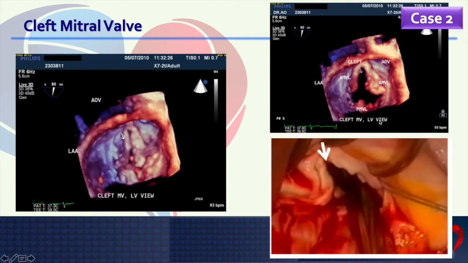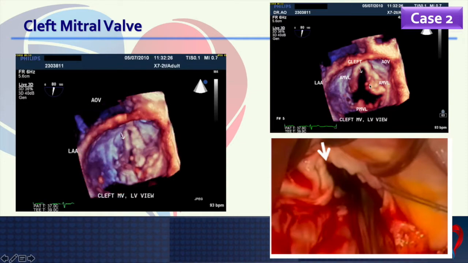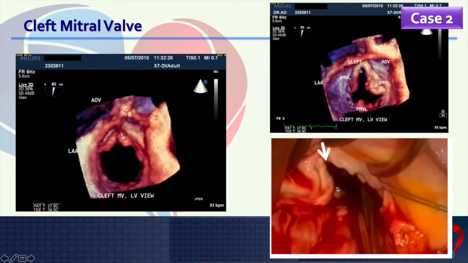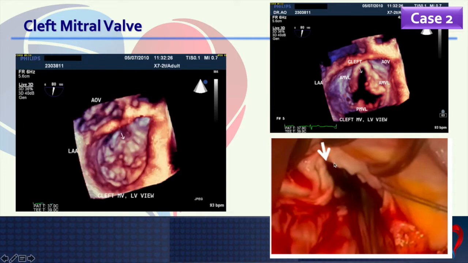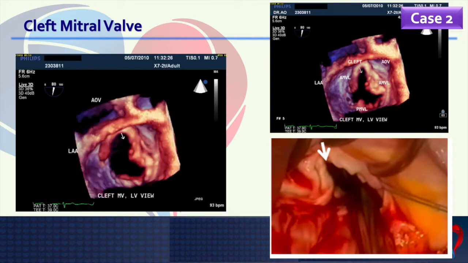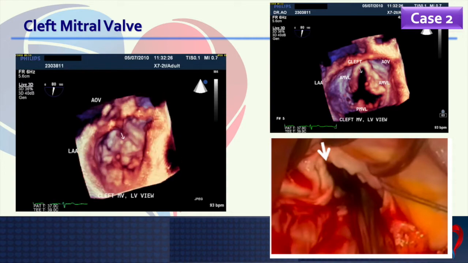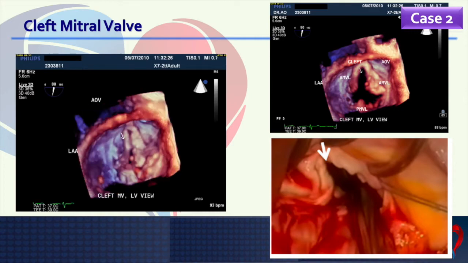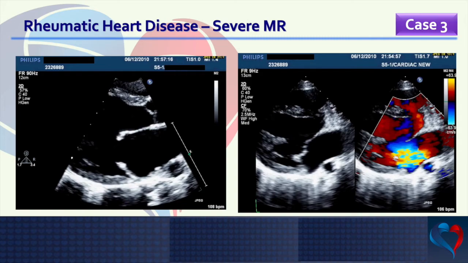This is the LV view. We are looking at the anterior mitral valve leaflet, and this is the cleft. This is the intraoperative view for the same patient, where you can see this is the anterior mitral valve leaflet and this is the cleft. Mitral valve repair for a cleft is indicated upon diagnosis to prevent further deterioration of the leaflet, and the repair will be more difficult. This is the third case.